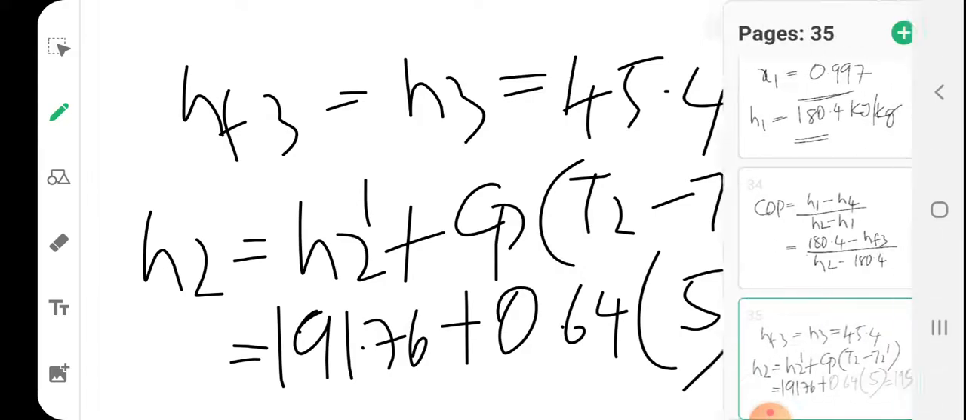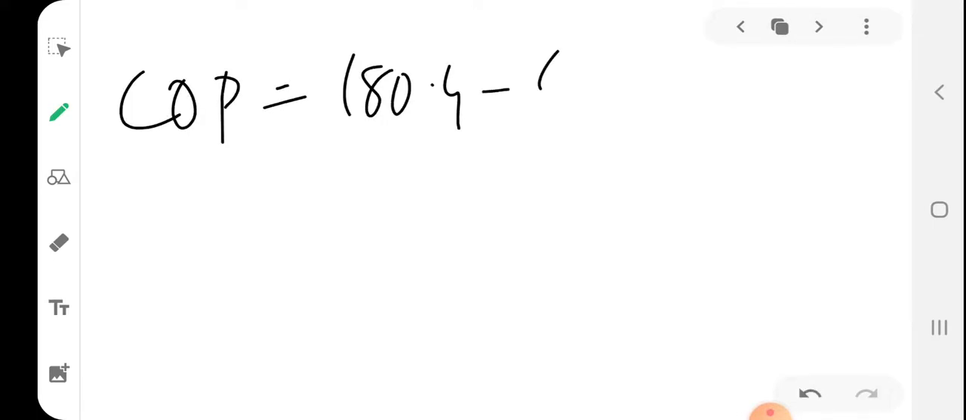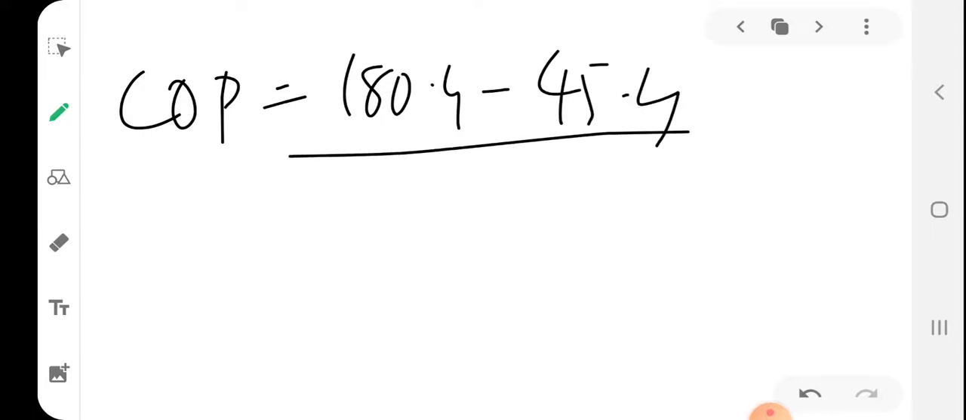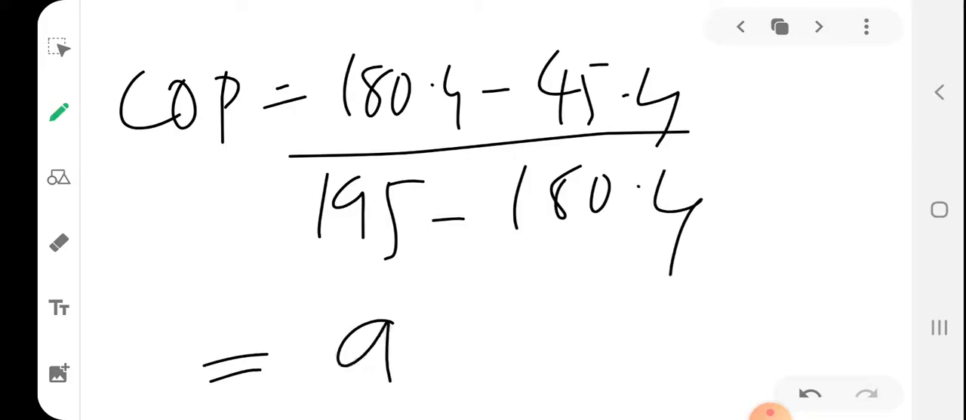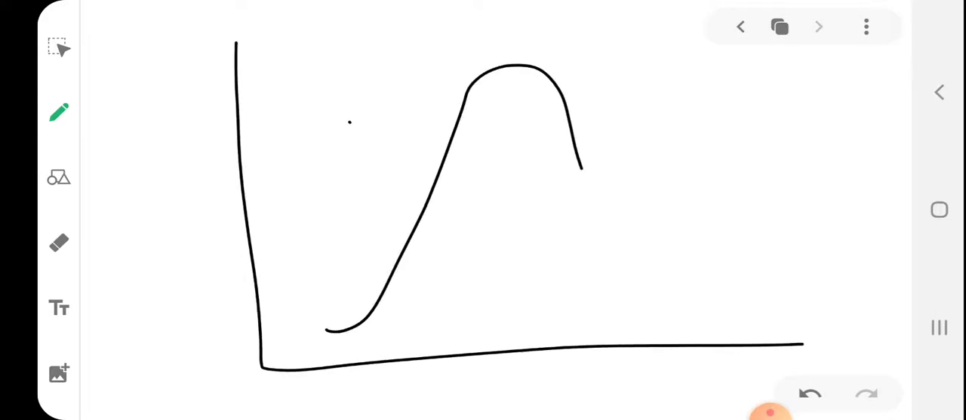So substituting this in COP, COP will be equal to 180.4 minus 45.4 divided by 195 minus 180.4, which will be around 9.27. So without undercooling, COP will be 9.27. Now we have to find the COP in case of undercooling.